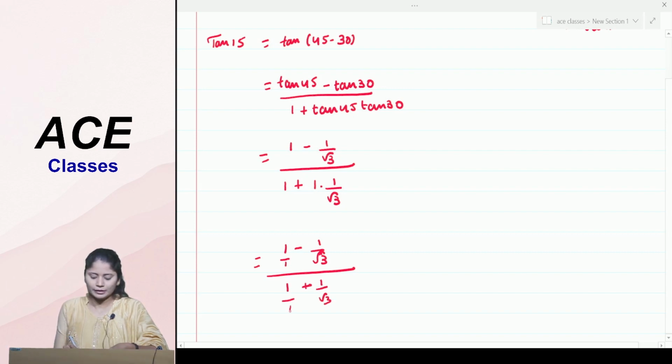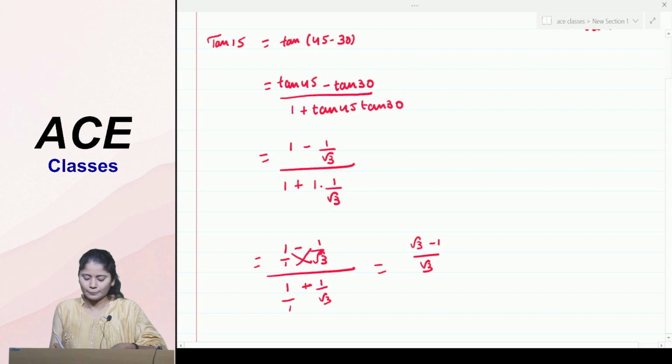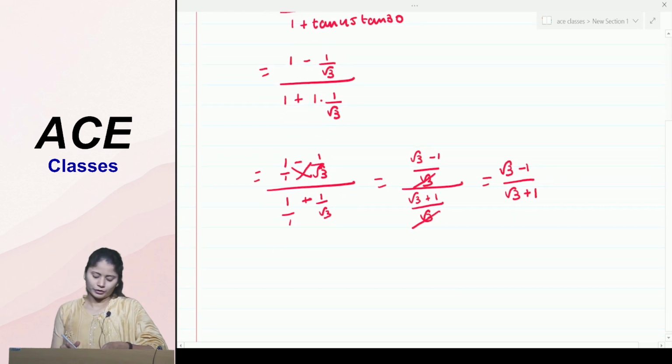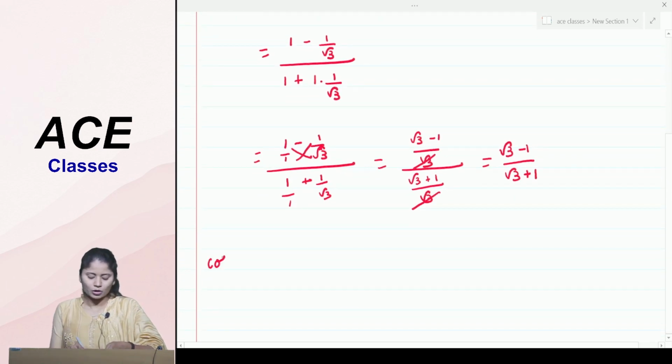So let me take the LCM. Root 3 is the LCM. Root 3 into 1 is root 3, minus 1, over root 3 plus 1, by root 3. So root 3 will get cancelled. This is root 3 minus 1 by root 3 plus 1. So this is the tan 15 value. So what about cot 15? As I've already said, cot will always be the reciprocal of tan. So cot 15 will be equal to 1 over tan 15 degree.